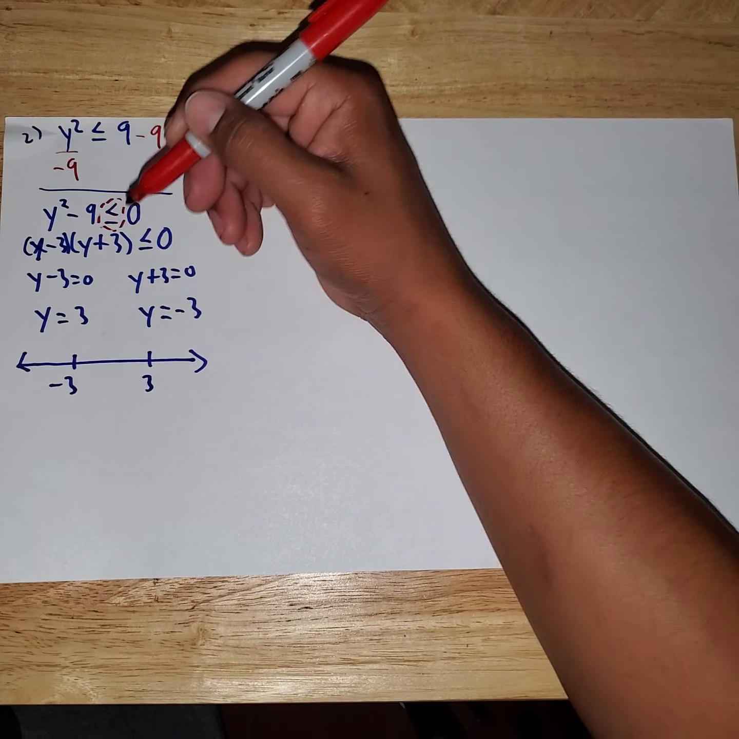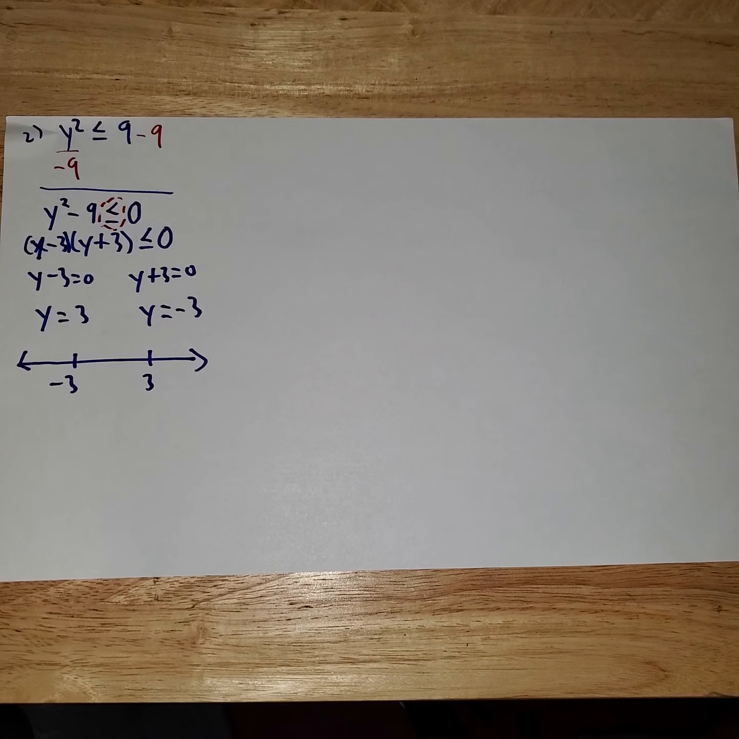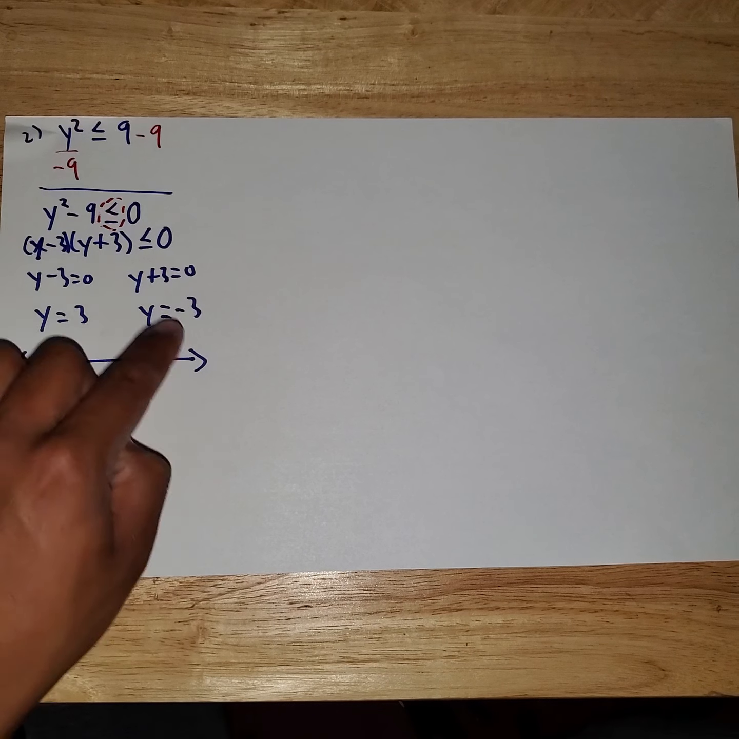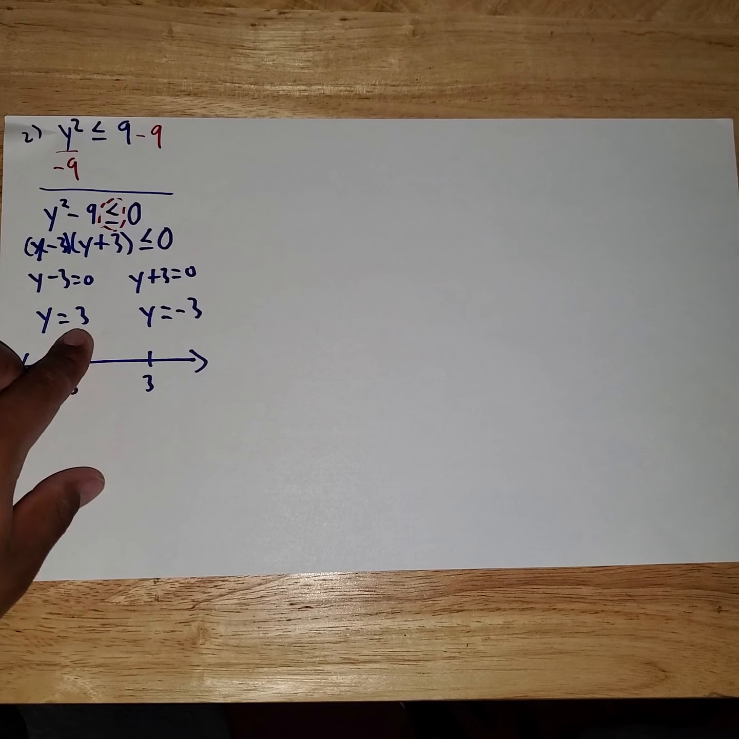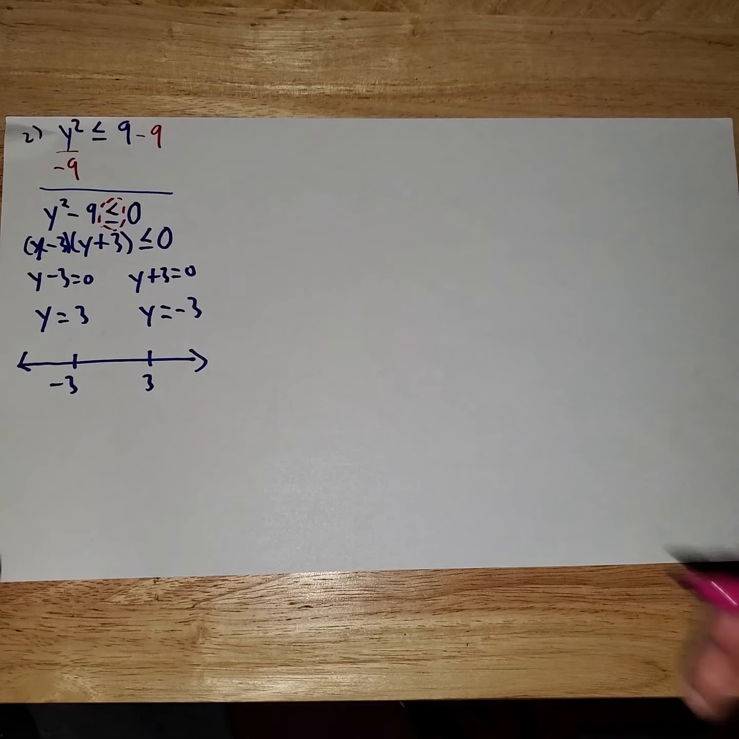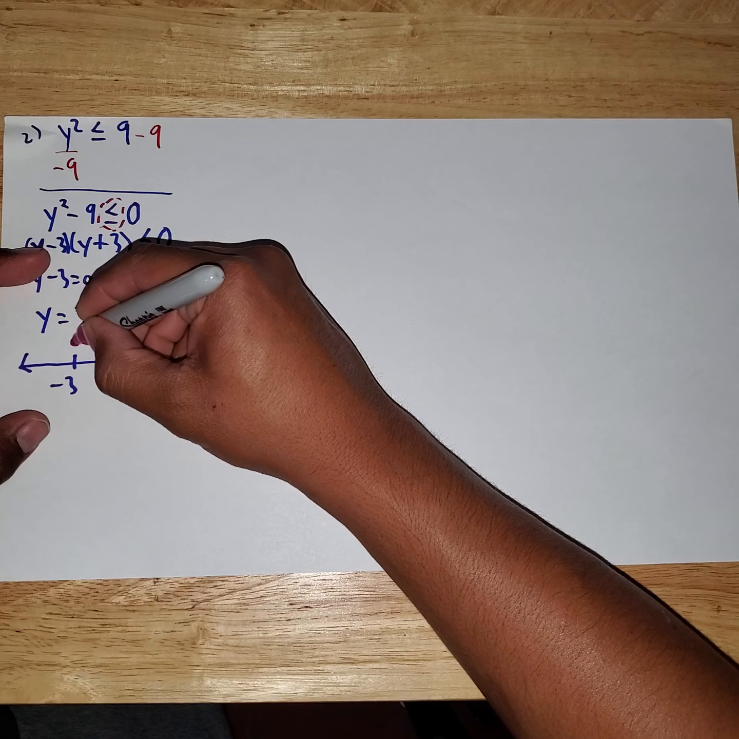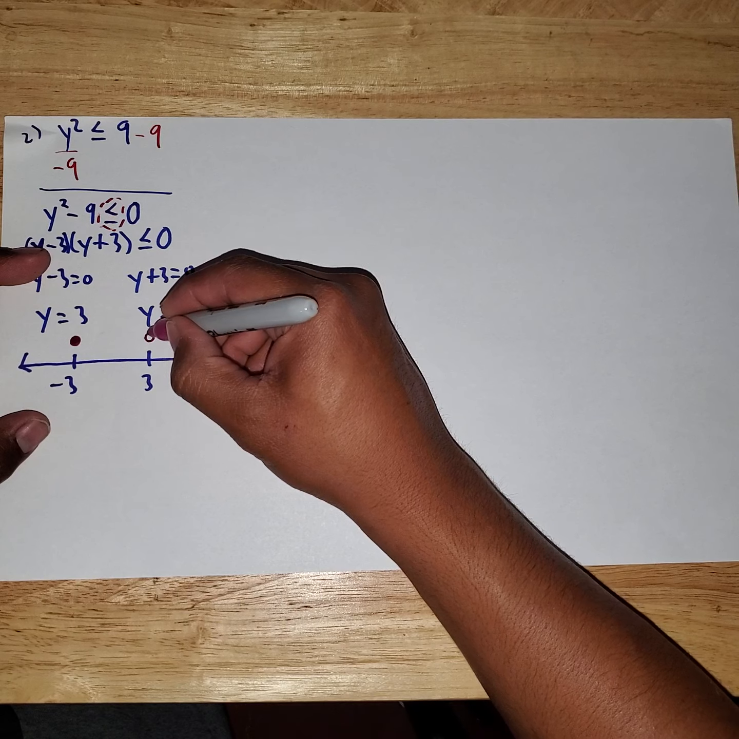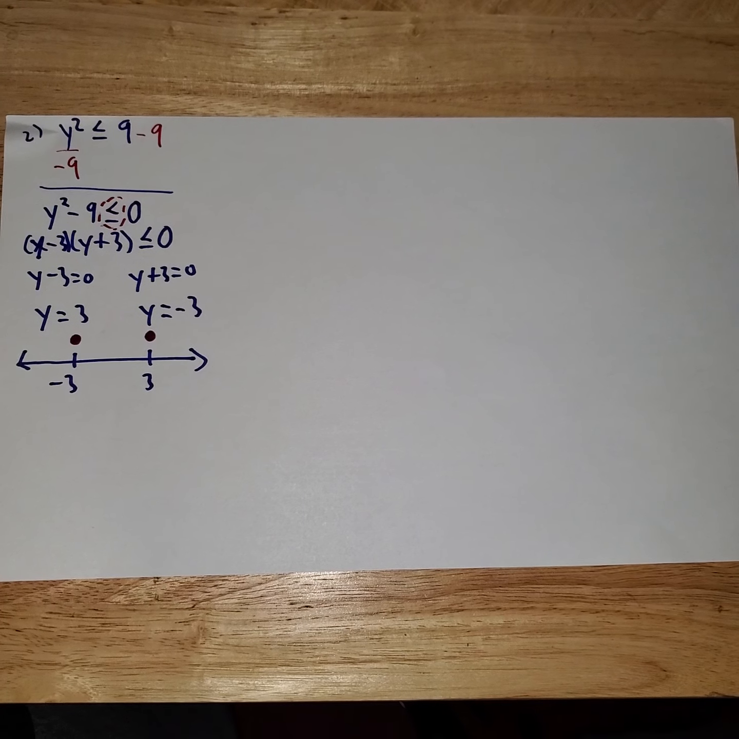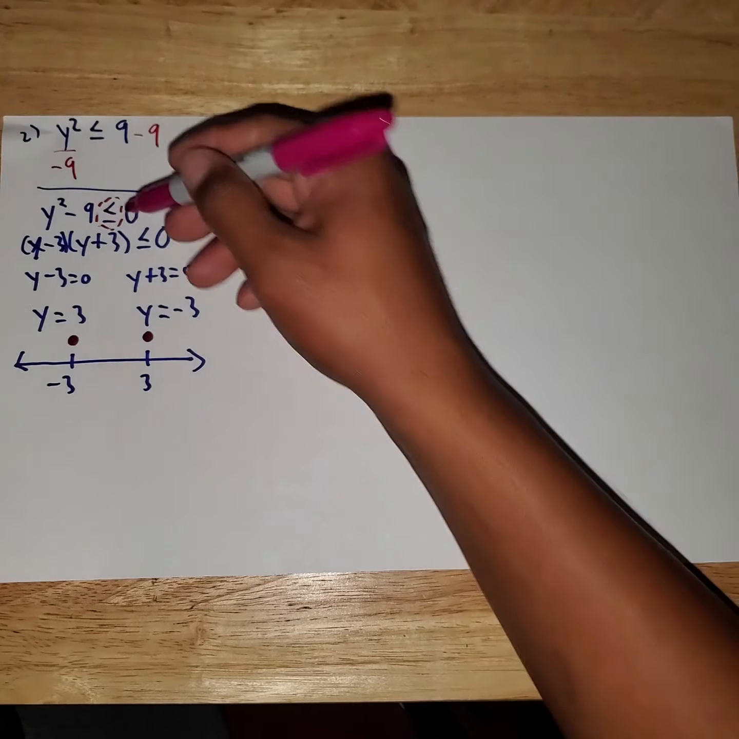The marker's dying out. This inequality is looking for numbers that are less than or equal to 0. Since it wants numbers that are equal to 0, what we just did here is that we know at 3, if I plug 3 in here, 3 squared is 9, 9 minus 9 is 0. So that means I'm going to actually have closed circles at negative 3 and 3. Because at these values, we actually are going to be equal to 0. And that's because we're trying to reference 0.